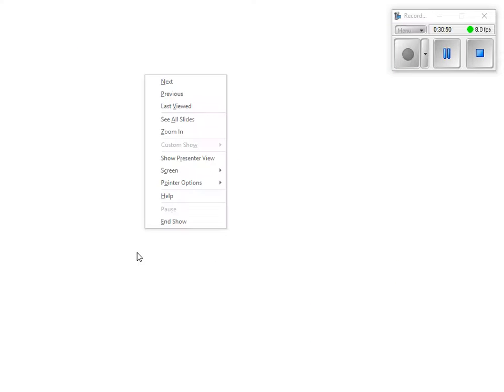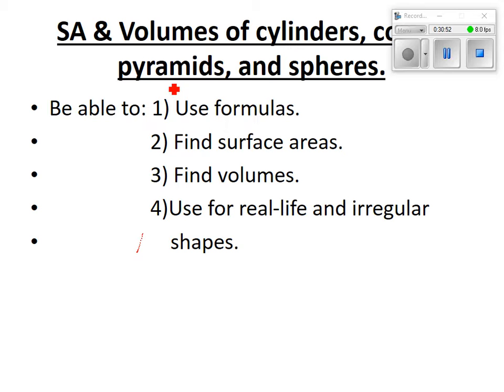All right, get out the formulas packet. On the formulas packet, look at the last 2 pages. We're going to go over surface area and volume of cylinders, cones, pyramids, and spheres. I would probably say this is the hardest of all the stuff, but it's not really hard because every one of them has a formula, except for the pyramids. Not all those have formulas.